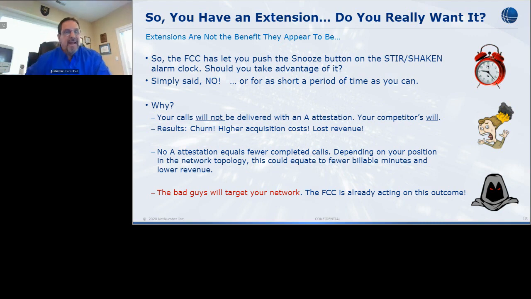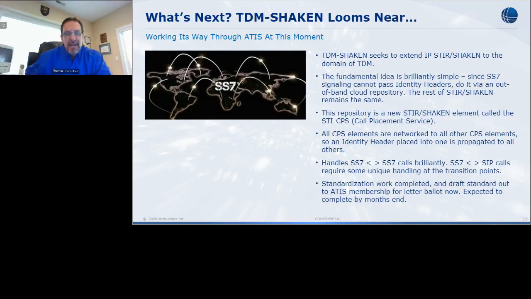All right, what's next? After all of that is done, what's next for STIR/SHAKEN? Well, I think the next largest development is TDM/SHAKEN. This is the idea, we looked at it earlier, of using an out-of-band repository, the call placement service, to transport signed identity headers for calls from the originator to the terminator, so that even SS7 transport can support the idea of STIR/SHAKEN. Brilliantly simple idea.